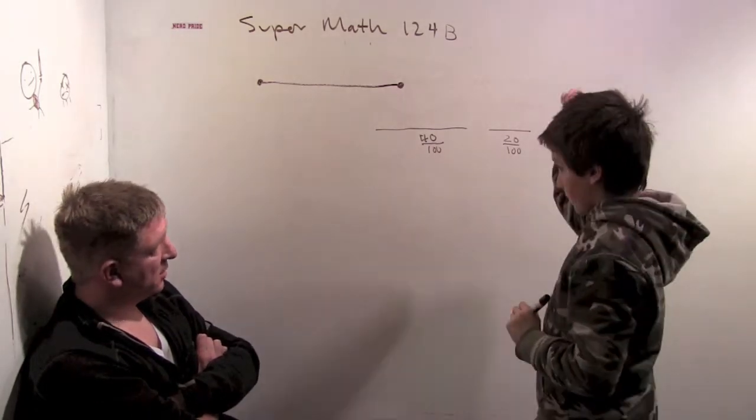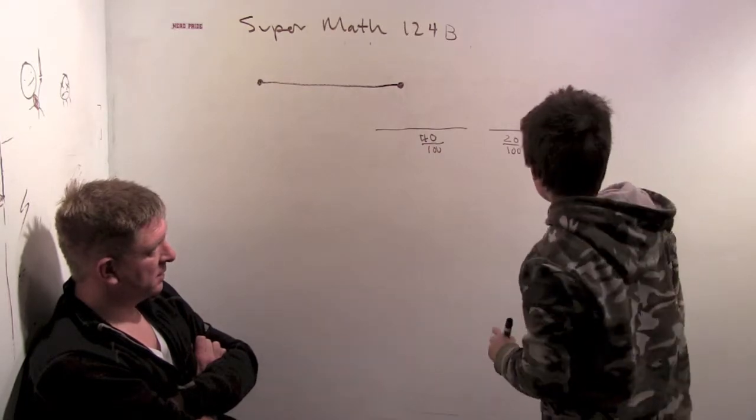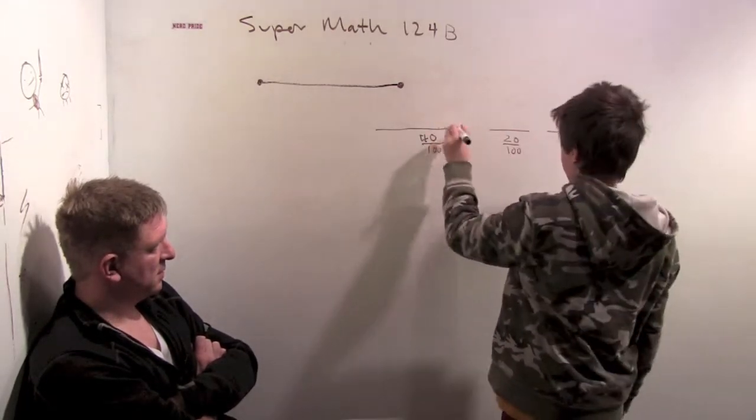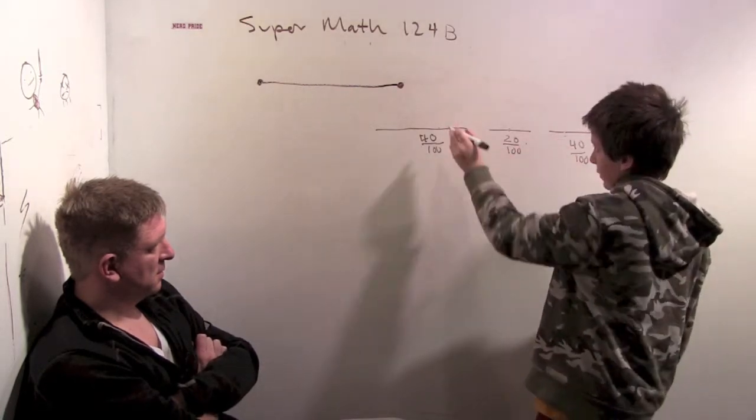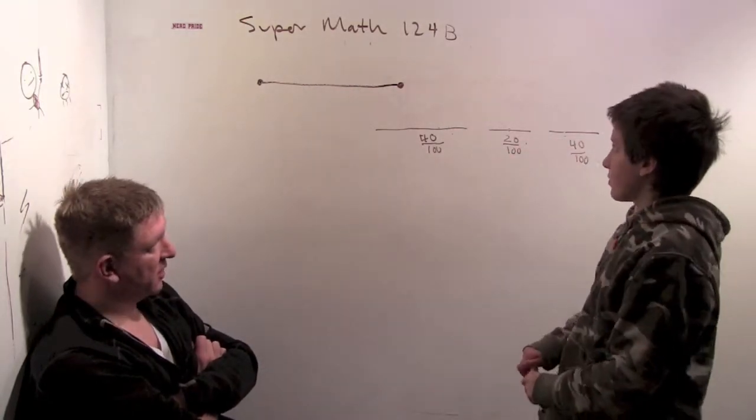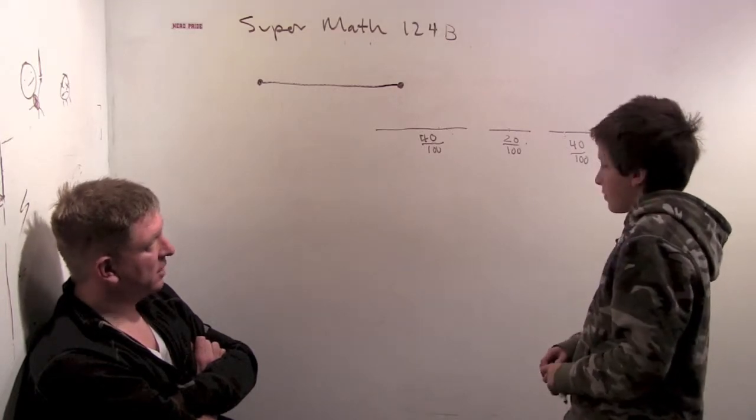Okay. And how do you know that can form a triangle? Because 40 plus 40 is bigger than 20, 20 plus 40 is bigger than 40, and 40 plus 20 is bigger than 40. Okay, great, because it satisfies the triangle inequality, so it can form a triangle.